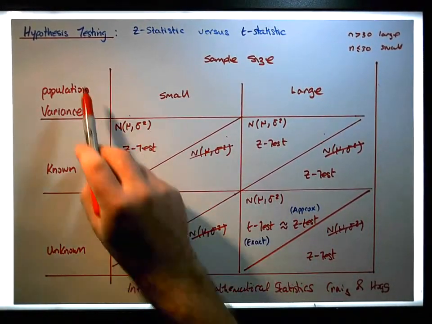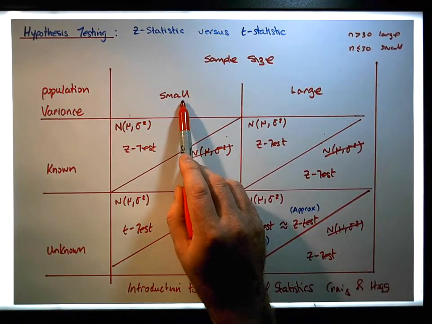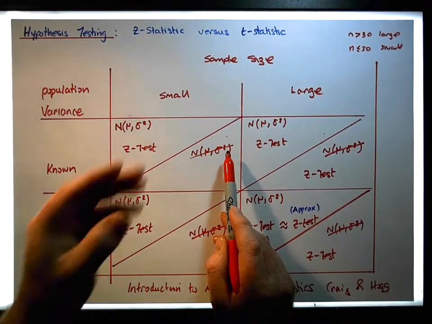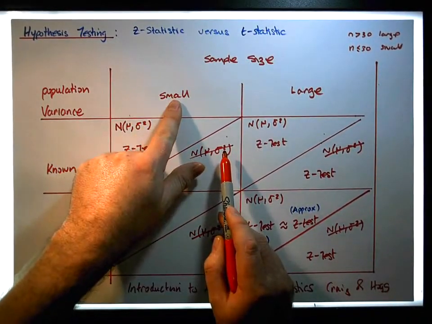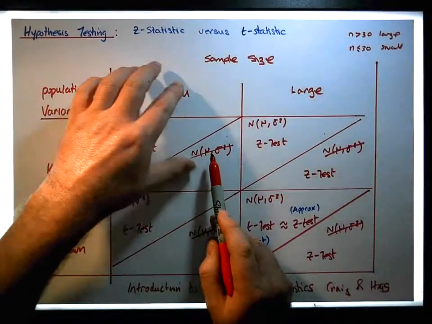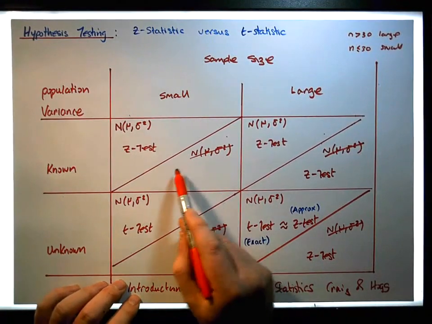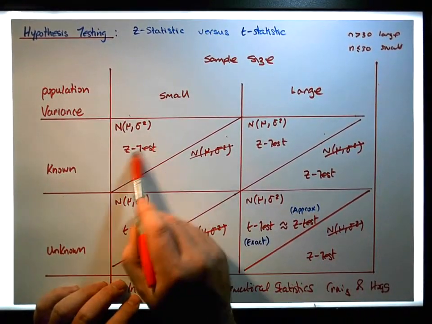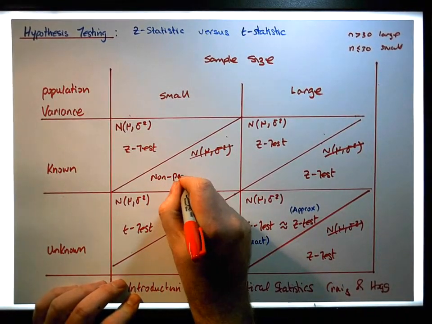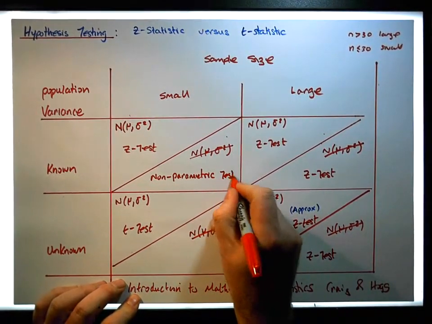So what about the case where the population variance is known, the sample size is small, but there's no evidence to suggest that it's normally distributed? Now, the central limit theorem fails in this situation because the central limit theorem only works as the sample sizes get larger. So we can't rely upon the central limit theorem here. In this situation, the test isn't a parametric test. It's actually some variant of a non-parametric test that should be used.